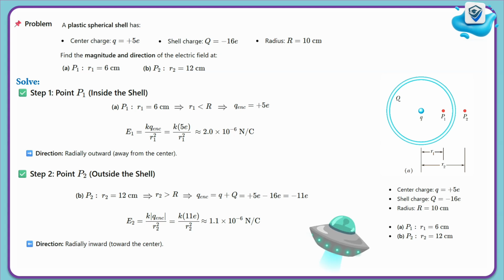Excellent. This problem clearly shows one of the most important ideas in Gauss's law: inside a Gaussian surface, only the enclosed charge determines the electric field.